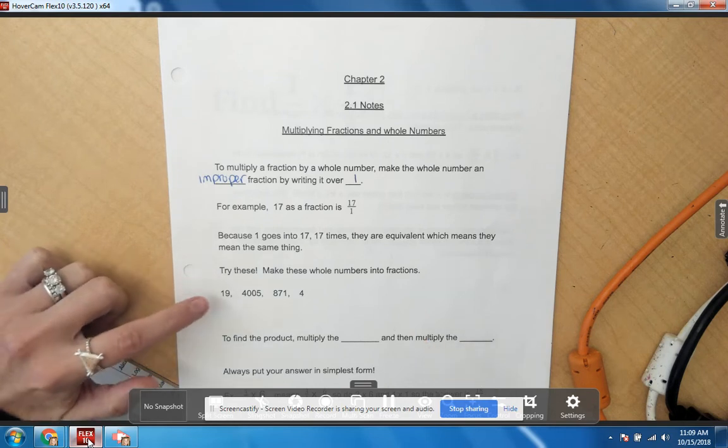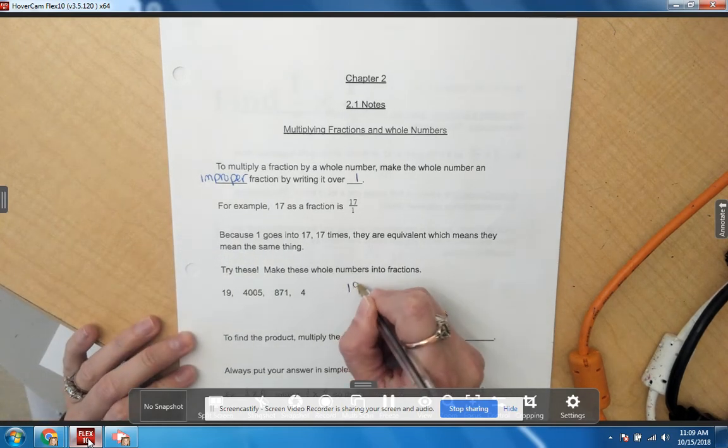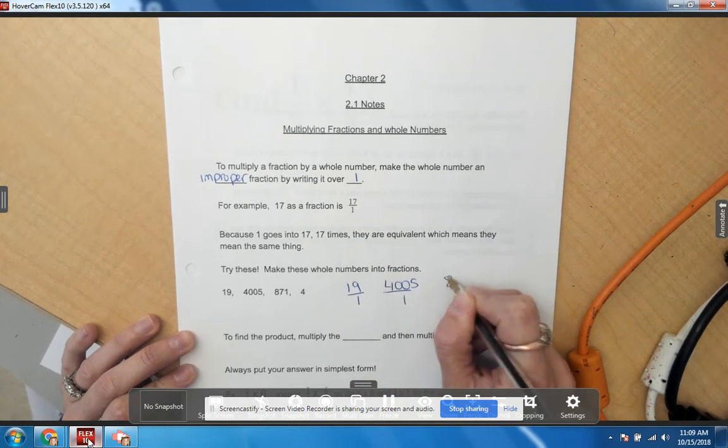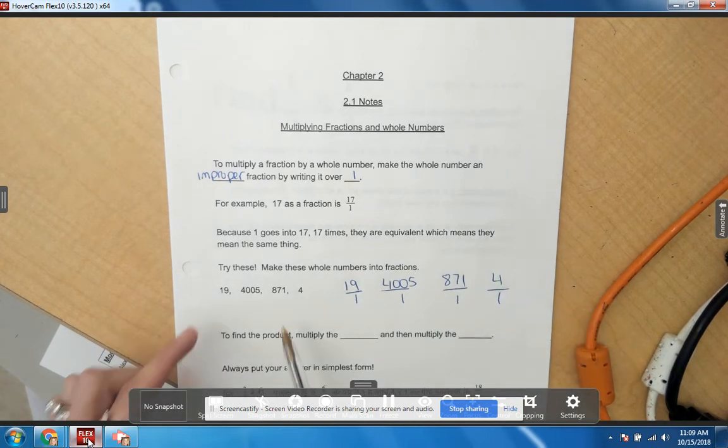All we're going to do is make these whole numbers into fractions. So all we're doing is writing them over 1. So 19 over 1, 4005 over 1, 871 over 1, and 4 over 1. Okay, so those are whole numbers that we've now made into improper fractions.